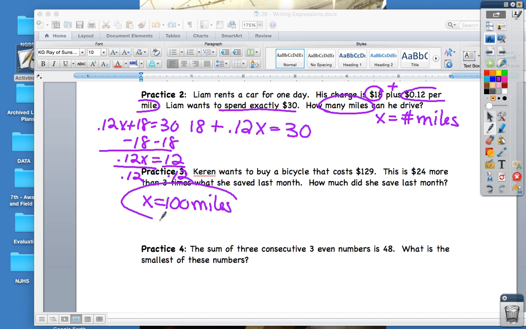Does that answer make sense? That's the final thing you should ask yourself. Does that answer make sense? So if I have 100 miles and I spend 12 cents a mile, that's $12, right? $12 plus the $18 gives me my total of $30 that I spent on my car. So go back, plug in the information that you came up with, and see if you get it correct.